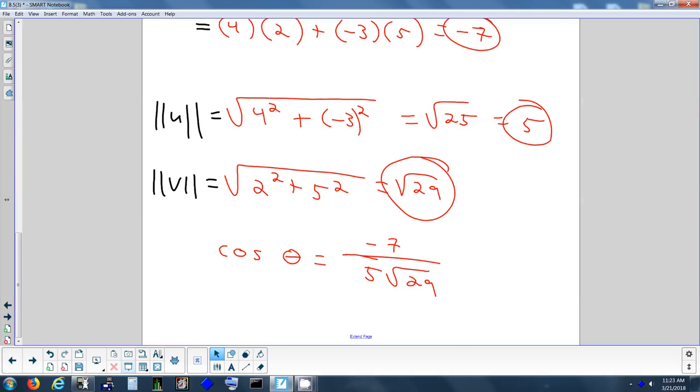So how am I going to get rid of cosine? Yep. Exactly. I'm going to take the inverse cosine of what's on the left and do the same thing on the right. Type that in, and that is the answer. So it's the inverse cosine of negative 7 over 5 root 29.